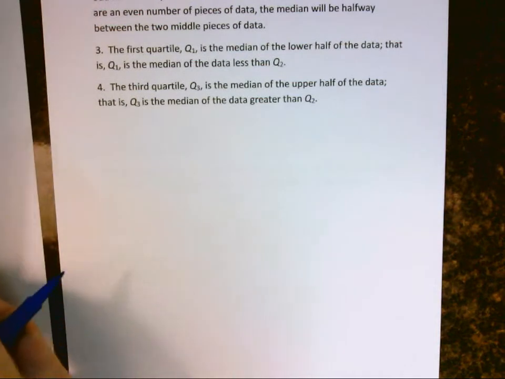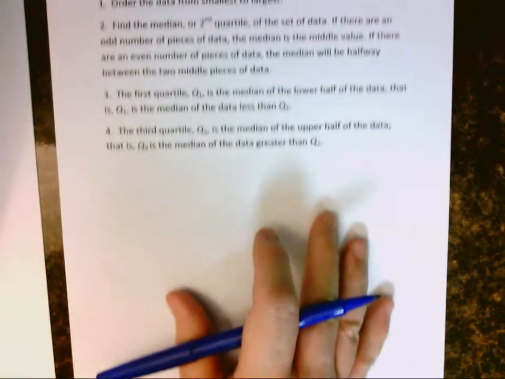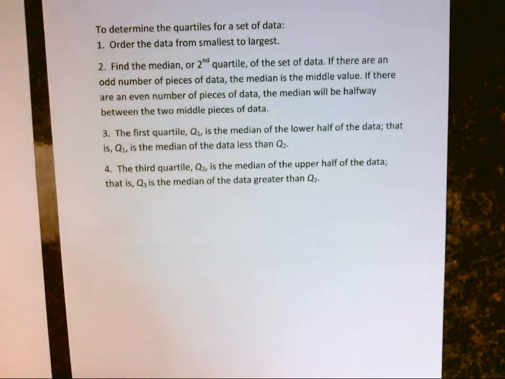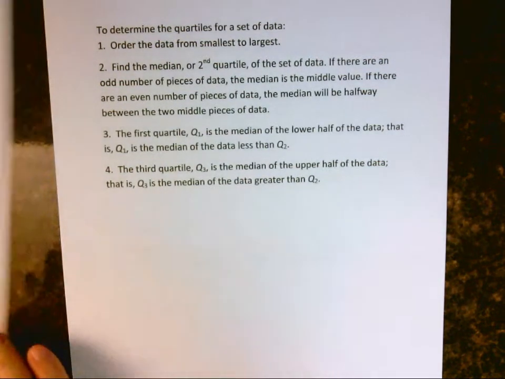All right, here are the steps for doing the quartiles. Let's look at those real quickly. I think there are a couple of my math labs on this. I'm probably not going to ask much on this.